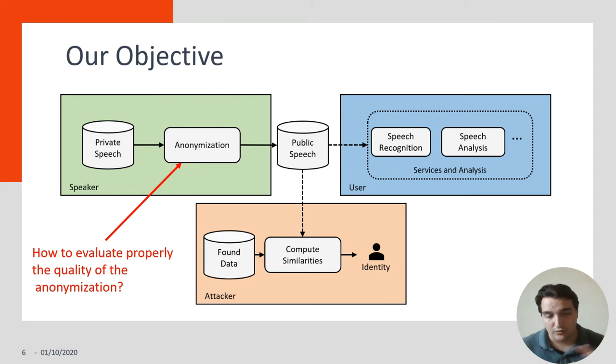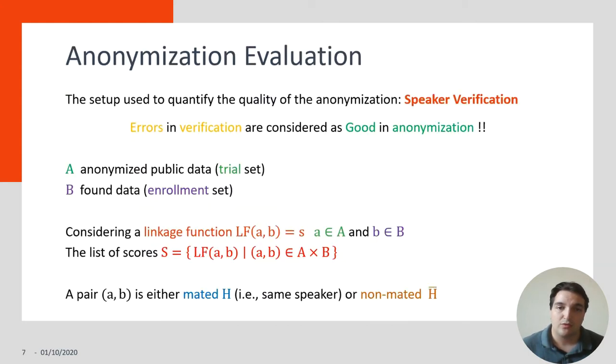The goal of this presentation is to compare the methods that evaluate the quality of the anonymization method. To do this, we are going to use the speaker verification framework. Errors in verification are going to be considered as good for anonymization in this case. In this setting, there are two datasets, the public one, anonymized, and the found data, where the speakers are known. The attacker constructs a linkage function that outputs a score. The higher the score is, the higher the chances that the two utterances compared are from the same speaker, and this pair is called mated. There are also non-mated pairs in these trials.